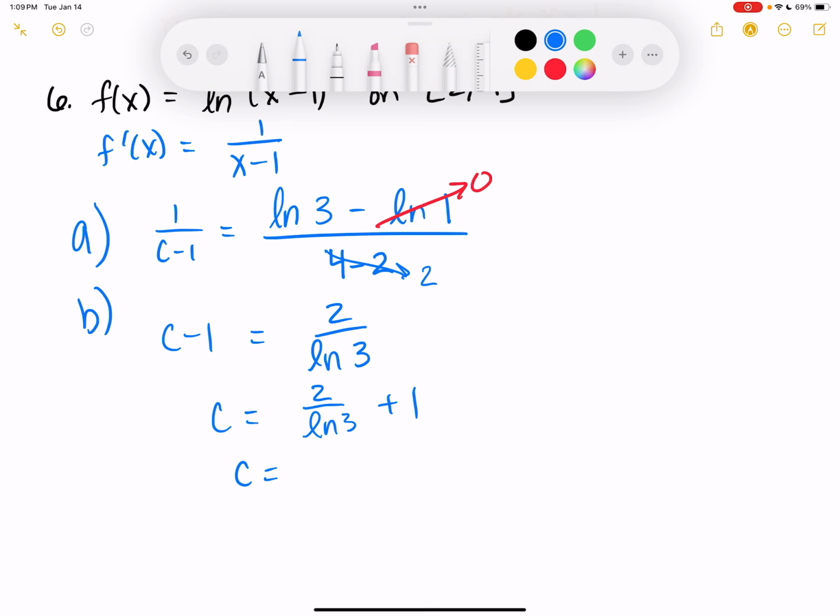Fair enough. So how far out do we want to go? They went to 3. Because their answer says yes, and then it has 1 over c minus 1 equals the ln of 3 minus the ln of 1 over 4 minus 2, so c equals 2.820. As long as you have the pieces, it doesn't really matter how you have them.